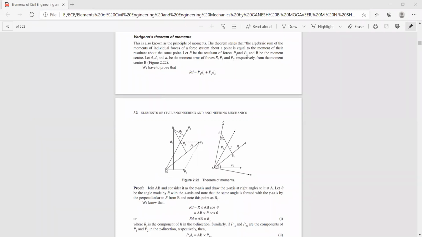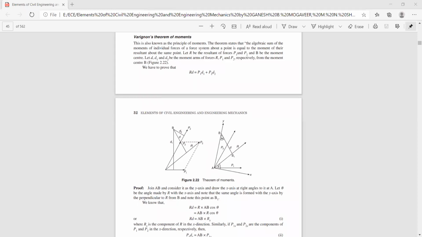Now here we have two forces P1 and P2 acting at a point, and R be the resultant, and these are the corresponding distances D, D1 and D2 respectively. Now let us draw a line AB. Join the two points, calling this point A, and join point B by a straight line.